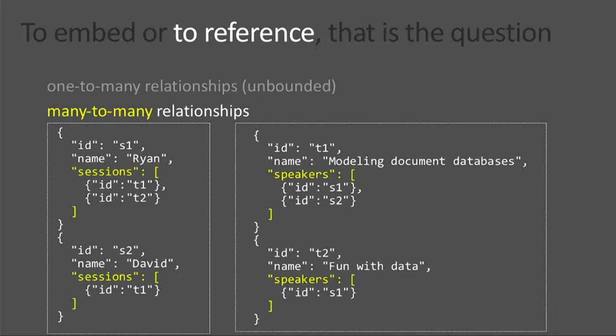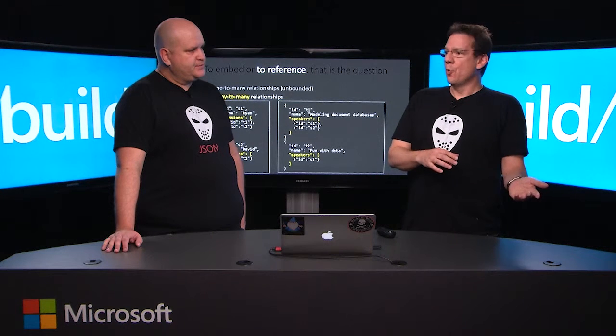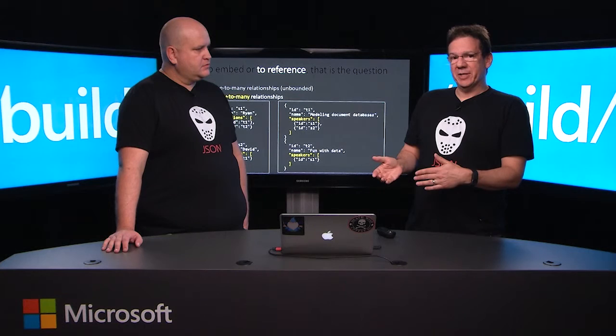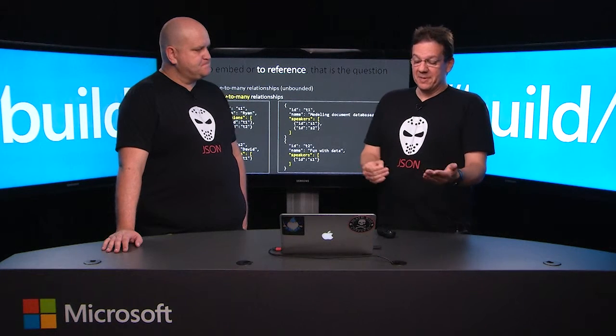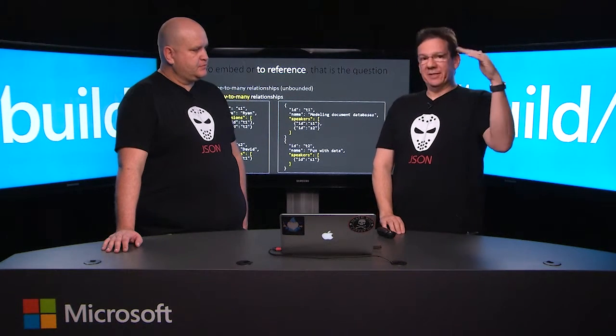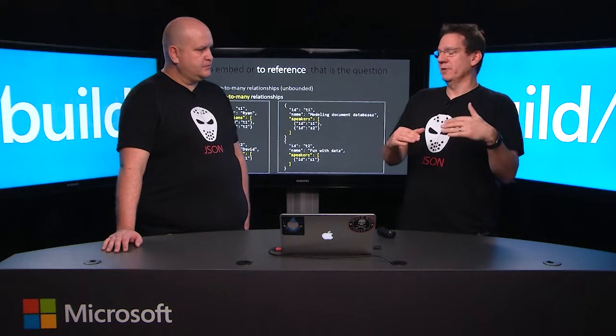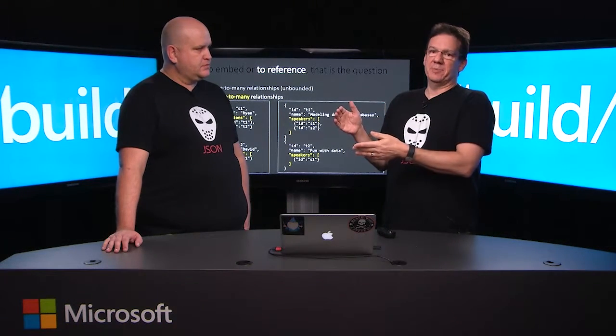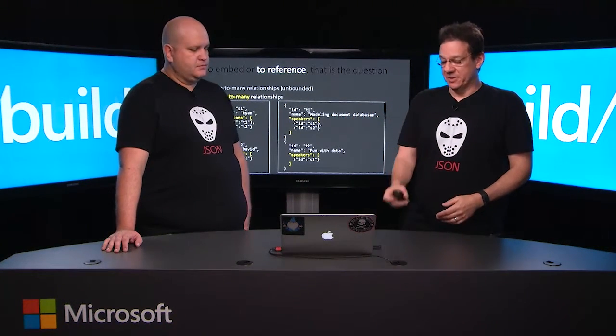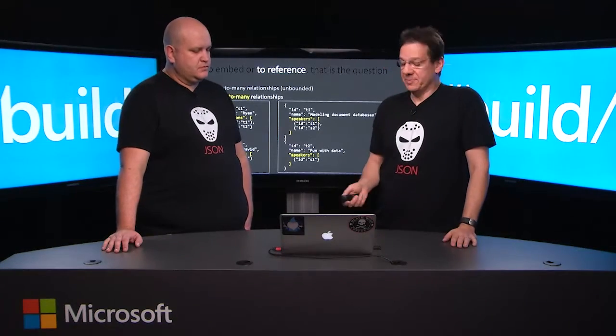Now, there's no real hard and fast rule which way you want to build this relationship. It's entirely possible that your application might start at the session level and then drill down and show you the speakers. Likewise, you might start at the speaker level and then show which sessions that speaker is talking at.